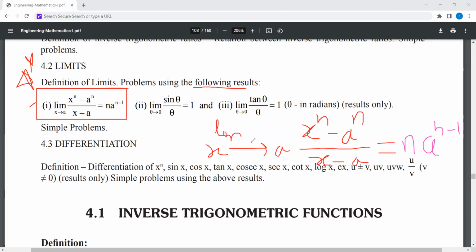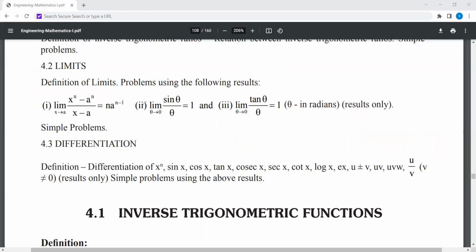In the formula, x raised to n and a raised to n are constant numbers. The same term x minus a is in the denominator. The limit x tends to a is equal to n into a raised to n minus 1. This is the first formula.